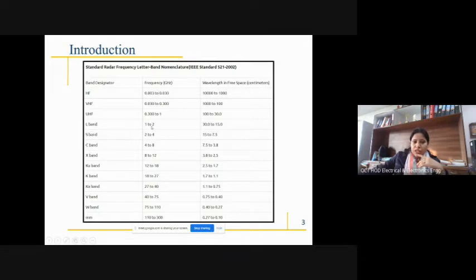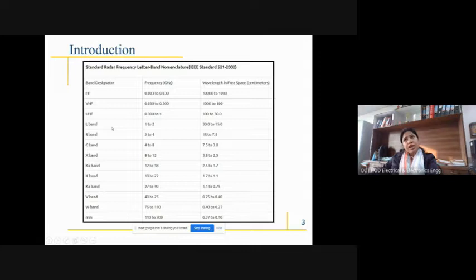L band, 1 to 2 gigahertz: for GPS application, the frequency required is 1.6 gigahertz, so it comes under L band. And S band 2.4 gigahertz, which is available in your router, 2.4 gigahertz for WLAN and WiMAX applications. 2.4 and 5.2 gigahertz come under C band. So my work is basically on these three frequencies, 1.6, 2.4 and 5.2 gigahertz. I worked on these three frequencies.